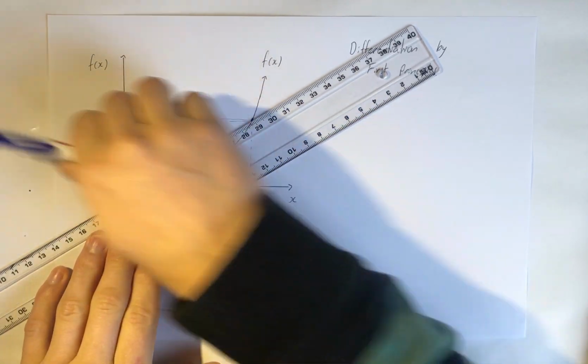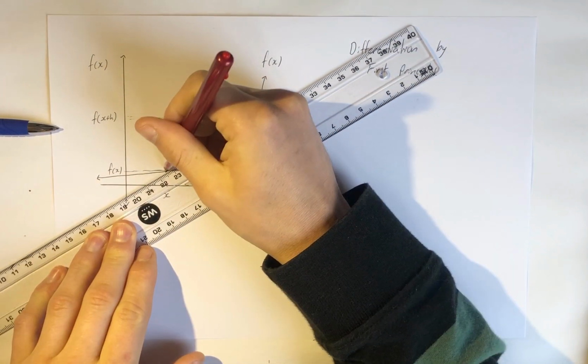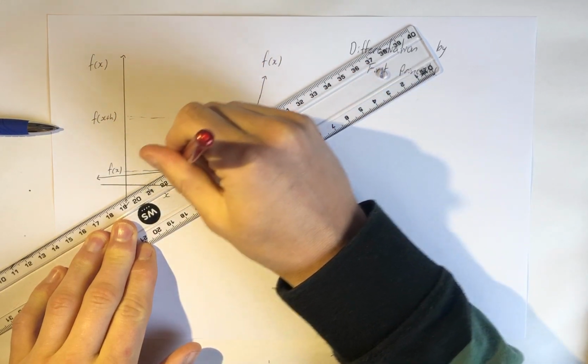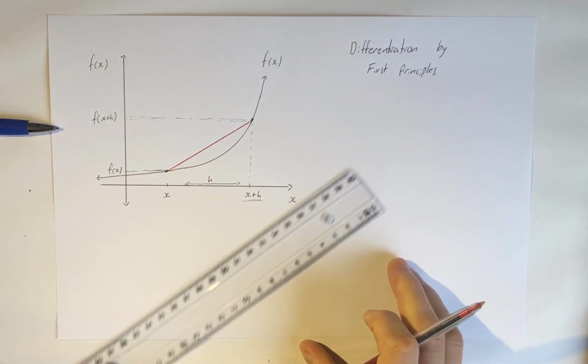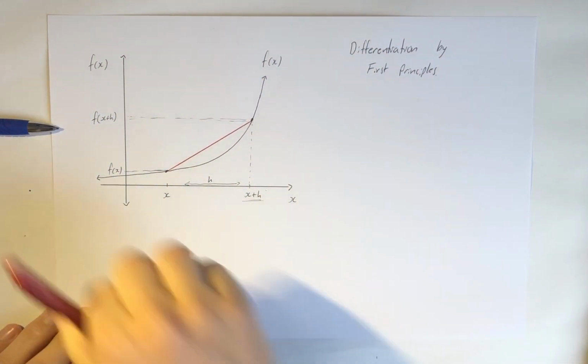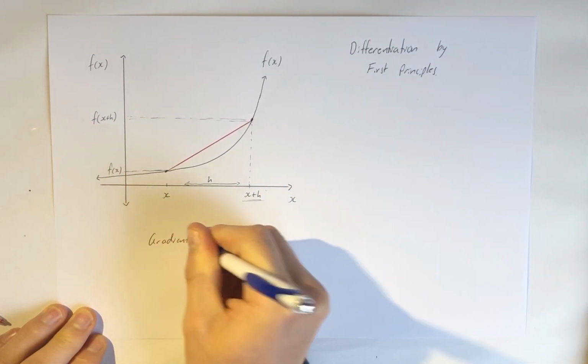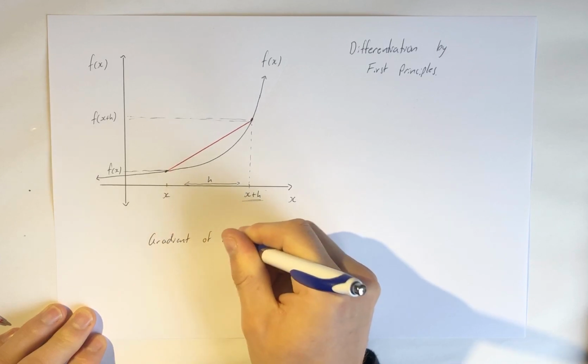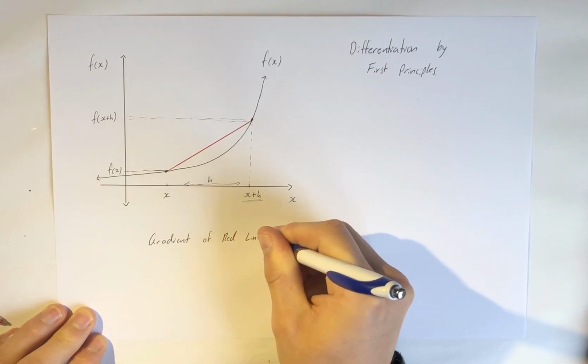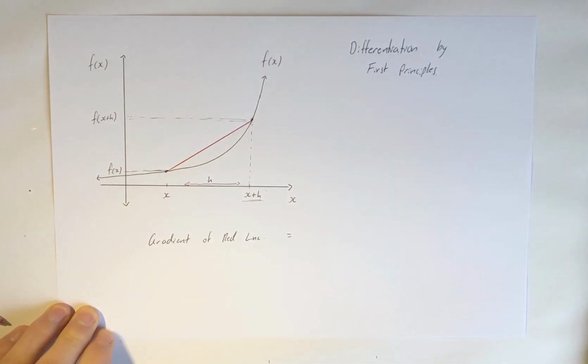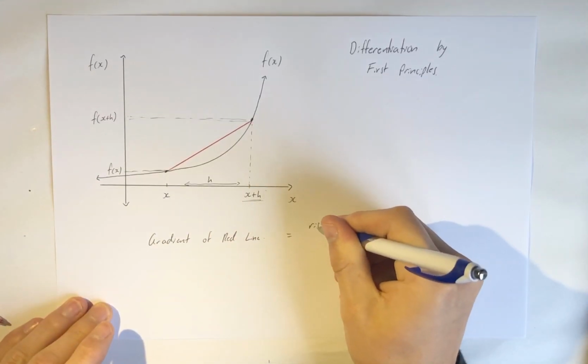So what is the gradient? I'll do it in red. What is the gradient of that line? So I'll just head that up. Gradient of red line. Well, that's going to be equal to rise over run.